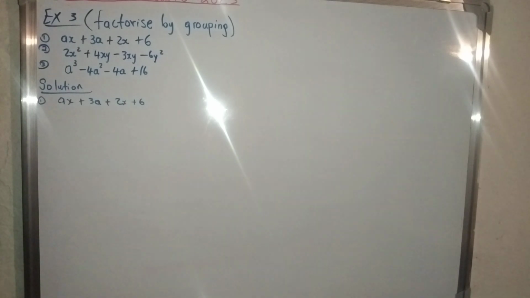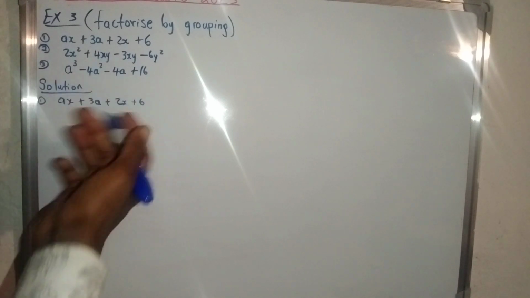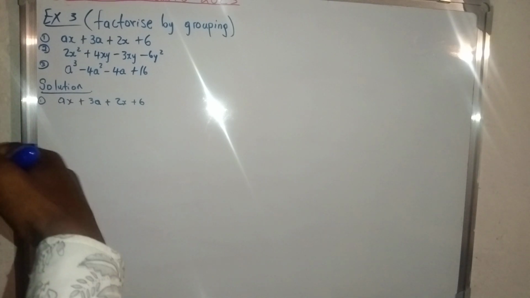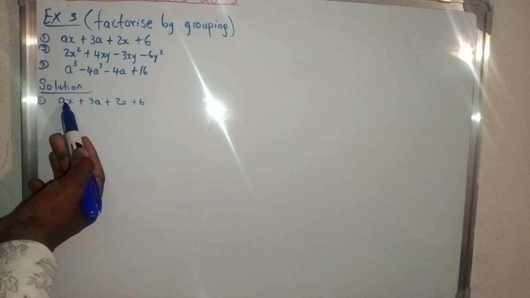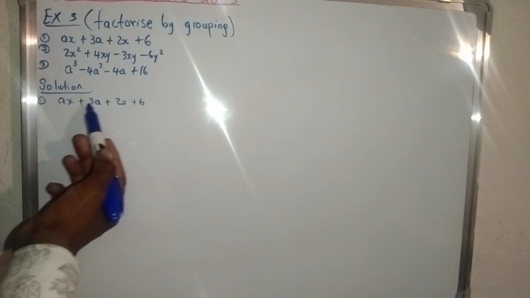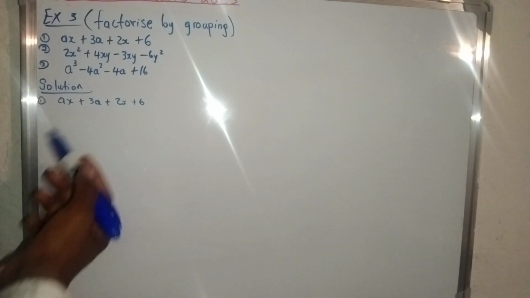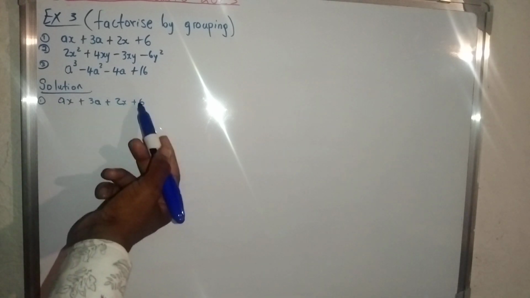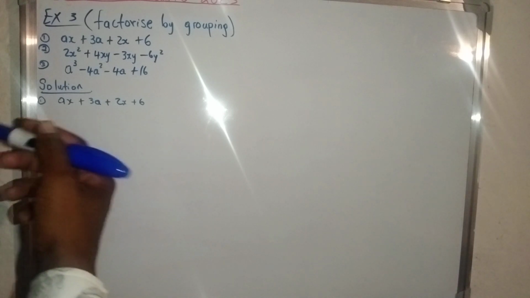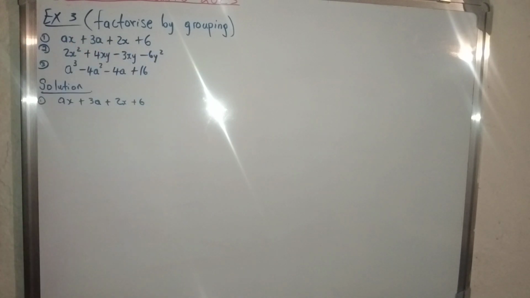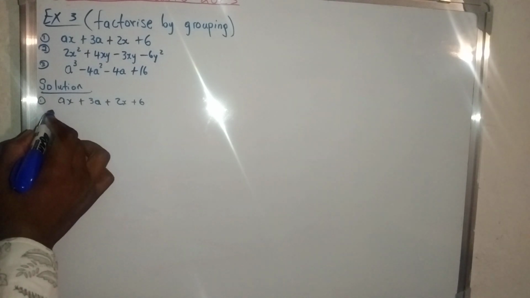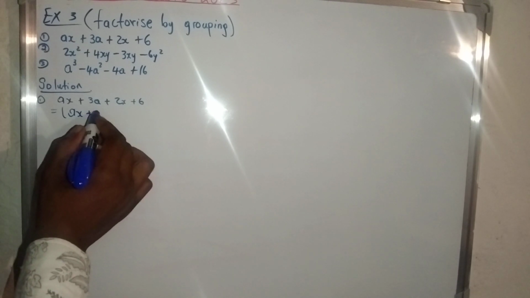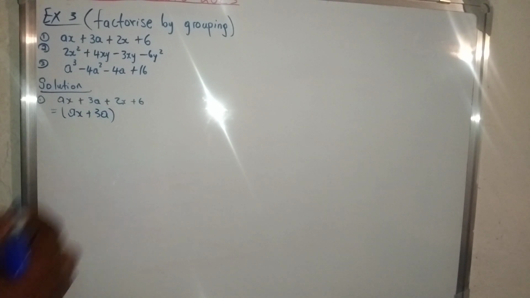Now, how do you see that you have to factorize by grouping? You can see that by looking at the four terms. We will be having four terms, so if you have four terms, it is grouping. So you have to factorize by grouping. Now let's look at this one. We're going to group together ax plus 3a and close the brackets.